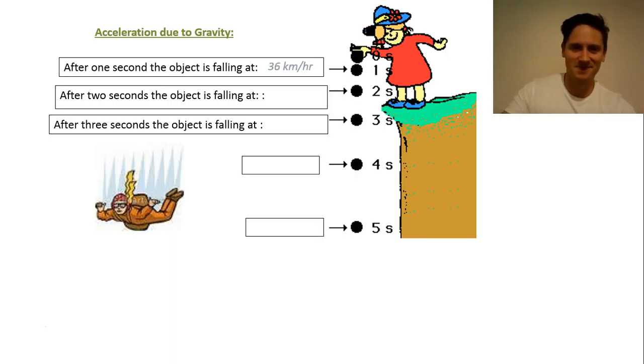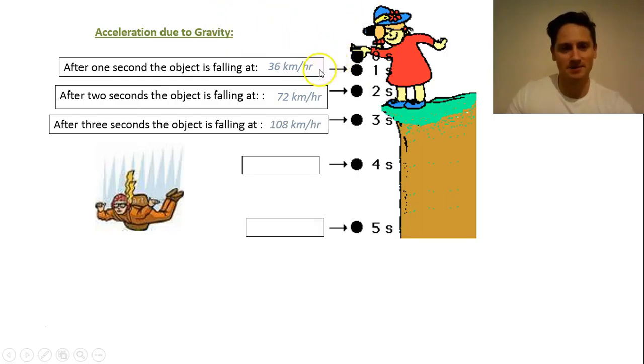Let's find out. 36 kilometers per hour. Now that's an approximate speed. It might be a little bit less than that. How fast would the object be traveling at 2 seconds? 72 kilometers per hour. So the speed is doubling there. What about after 3 seconds? Is it going to be double again? It's actually 108. So hopefully you can see the pattern. Every second it's increasing by 36 kilometers per hour.